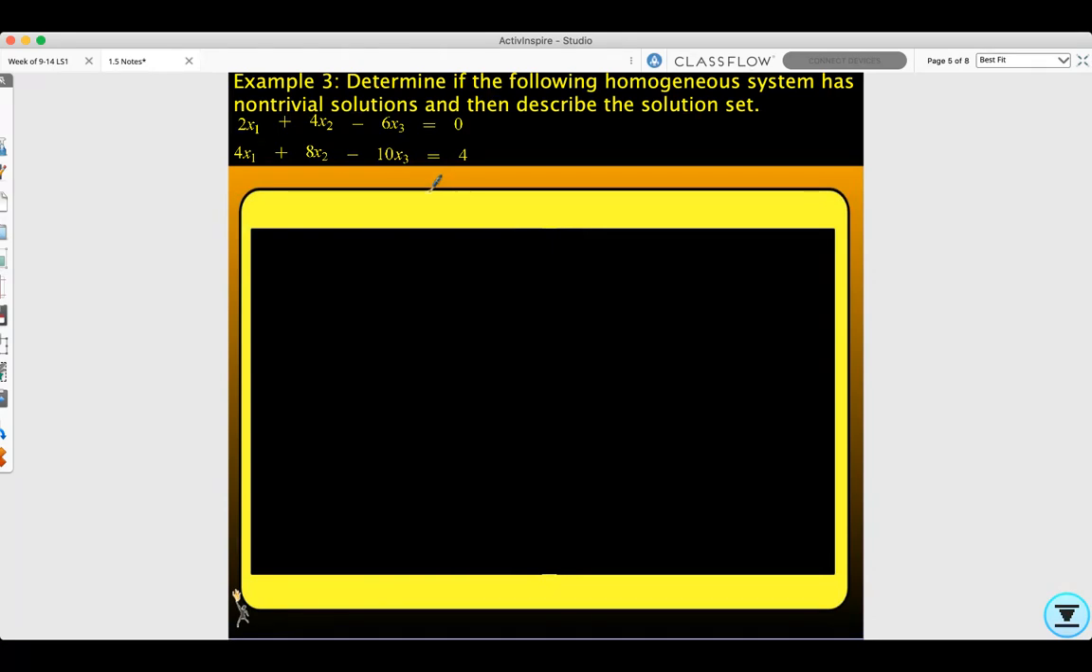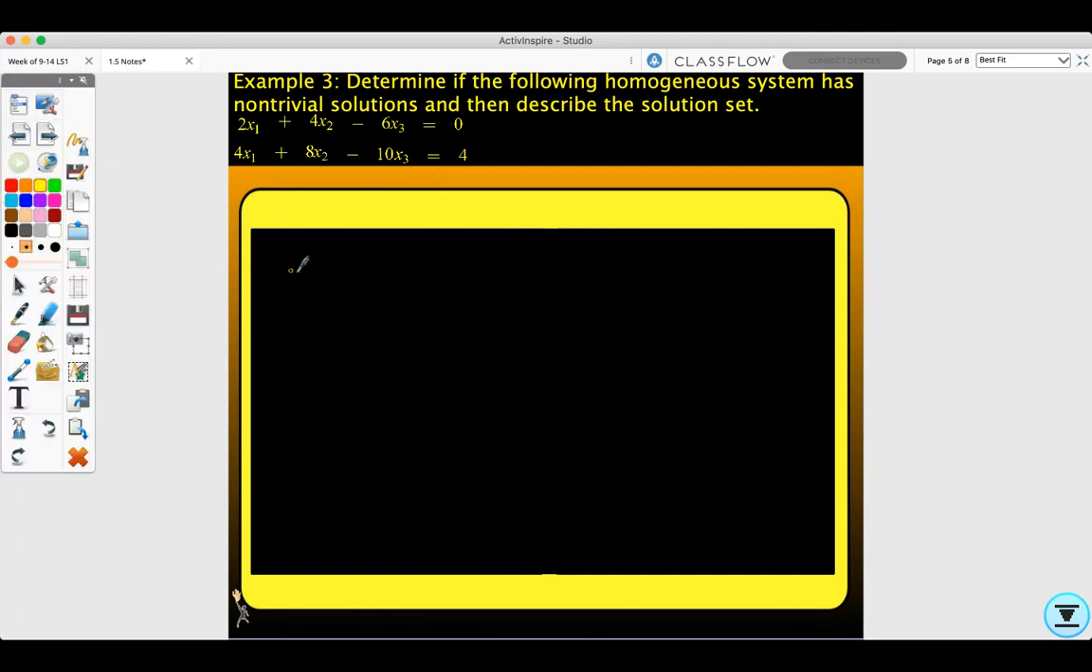So we need to go and row reduce this again. If you want to pause and practice row reducing yourself, go ahead and do that. Set up your augmented matrix. And I can go ahead and again take half of row 1 to get that lead in 1. And then again, I can take -4 of row 1 and add it to row 2.